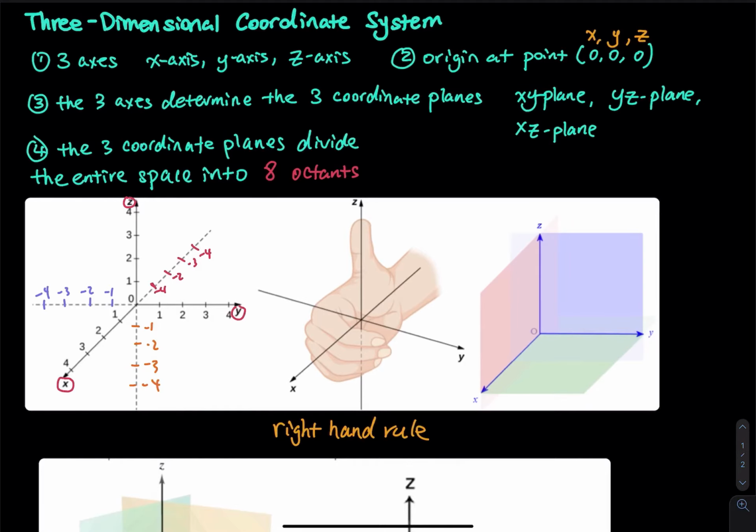So you lift your thumb up. Your thumb is the z-axis. Do you see that? Your thumb is the z-axis, and then your wrist, your right hand, is the x-axis, and then your finger is the y-axis. So that is the right hand rule.